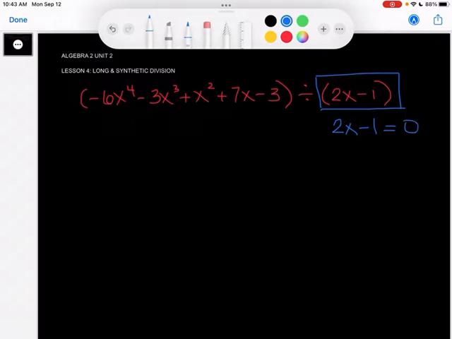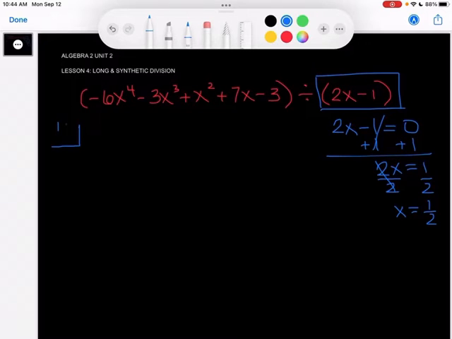So I'm going to add 1 to both sides, and then divide by 2. This is a more complicated one than if it was just x minus 1 or x plus 3, but I wanted to show you a more complicated one because if you can do this one, the other ones will be a lot easier. So we get x equals 1/2. This is the value we're going to use out here, 1/2.